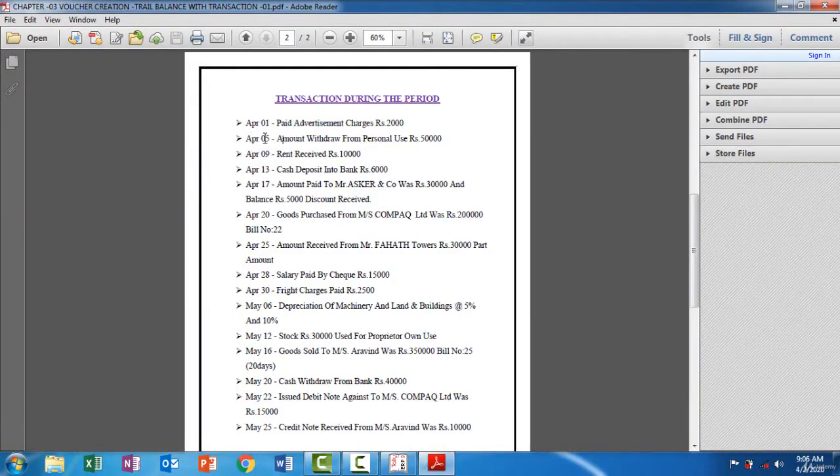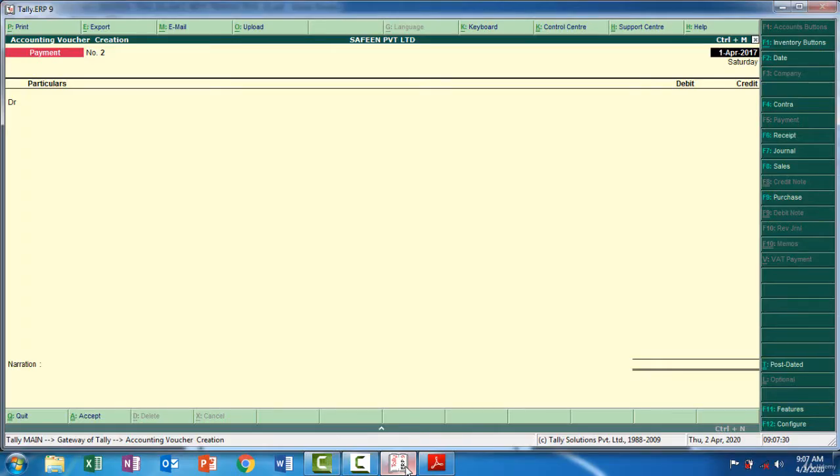The second one is April 5th, amount withdrawn for personal use, 50,000. It means that the cash account decreases and the drawing, the capital account, decreases because the owner took money from our cash. So it should be recorded in the payment voucher. And we need to know the double entry: drawing account debit 50,000, cash account credit 50,000.